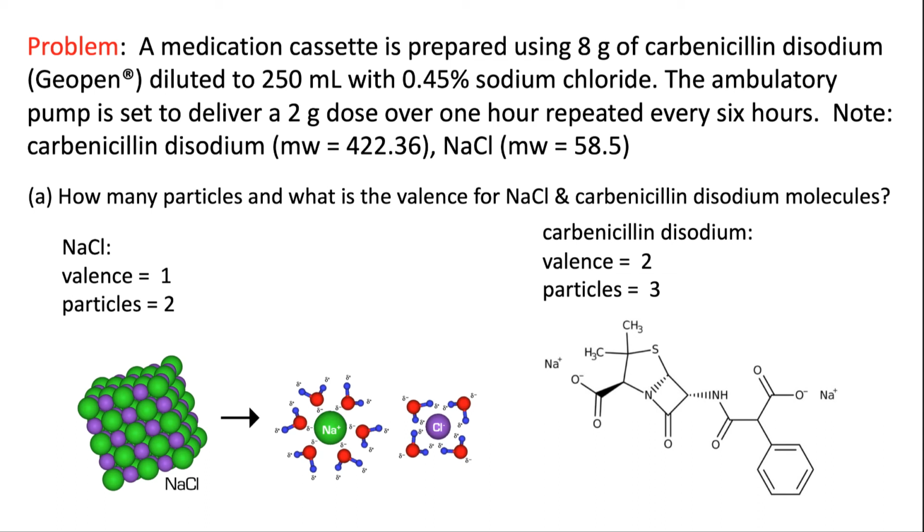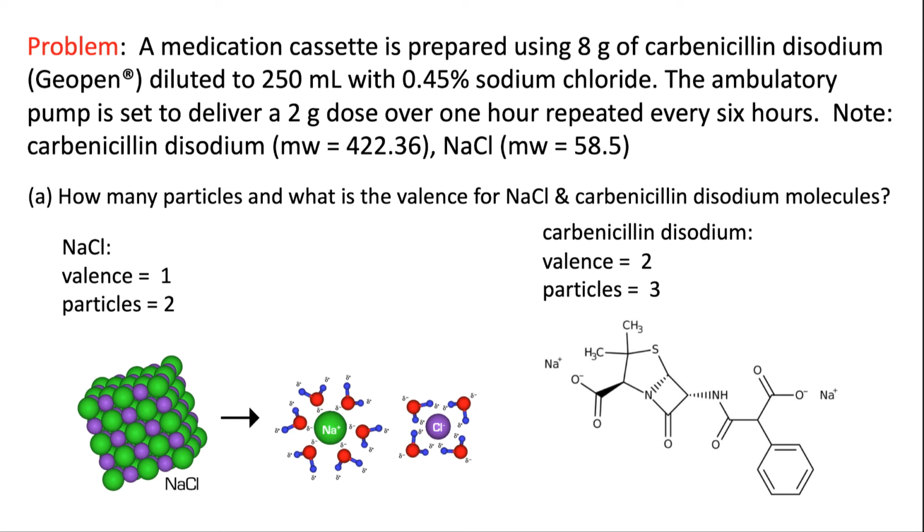Because essentially the carbenicillin has a negative 2 charge, and so it's offset by having 2 sodiums. So it takes 2 sodiums to interact with one carbenicillin molecule because the valence of the carbenicillin molecule is negative 2. Therefore, we can conclude that the valence for the carbenicillin is going to be 2.